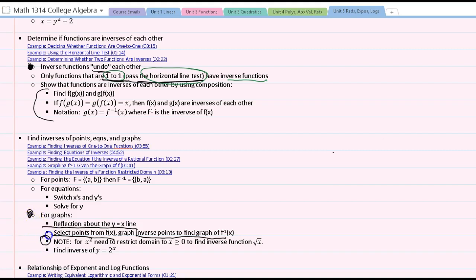Here's my note about my x squared needing to have the restricted domain in order for us to find the inverse function. And then we'll also talk a little bit in just a second about finding the inverse of y is equal to 2 to the x. But first I wanted to look at some graphs.